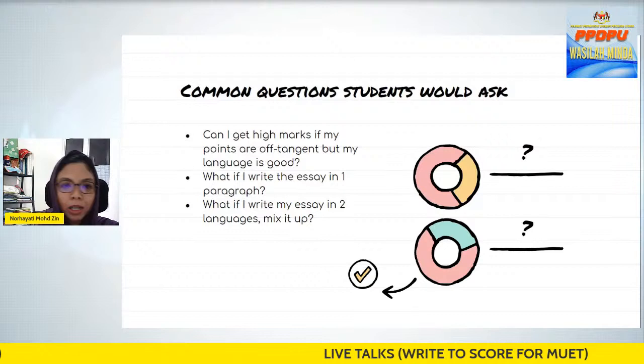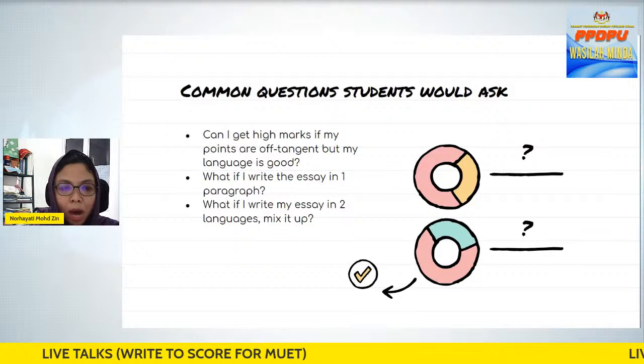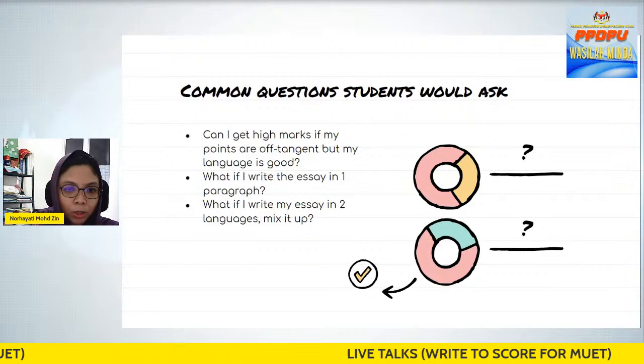Okay, can I get high marks if my points are off tangent? What does it mean by off tangent? Off tangent means you go out of topic.